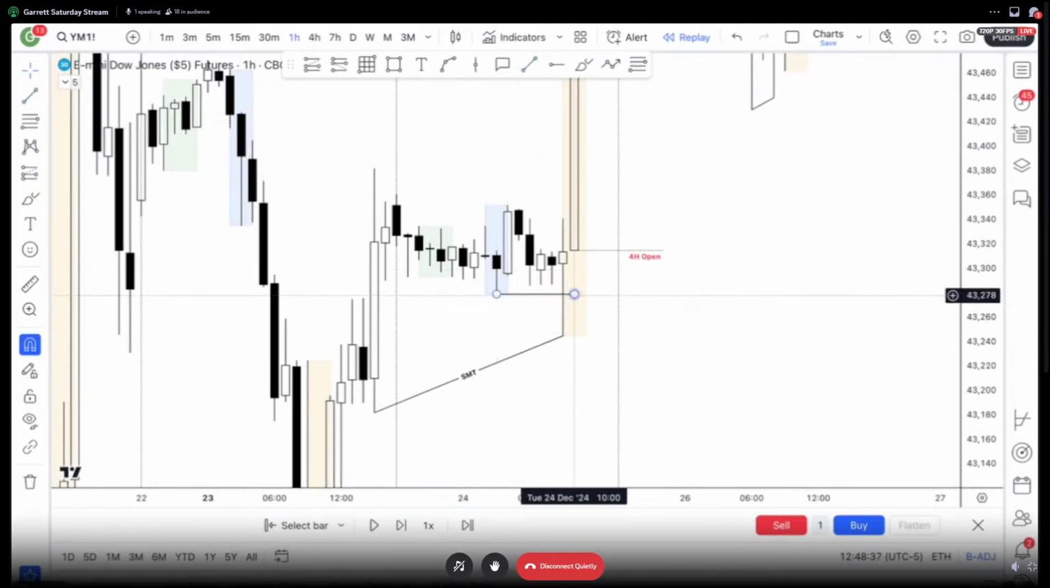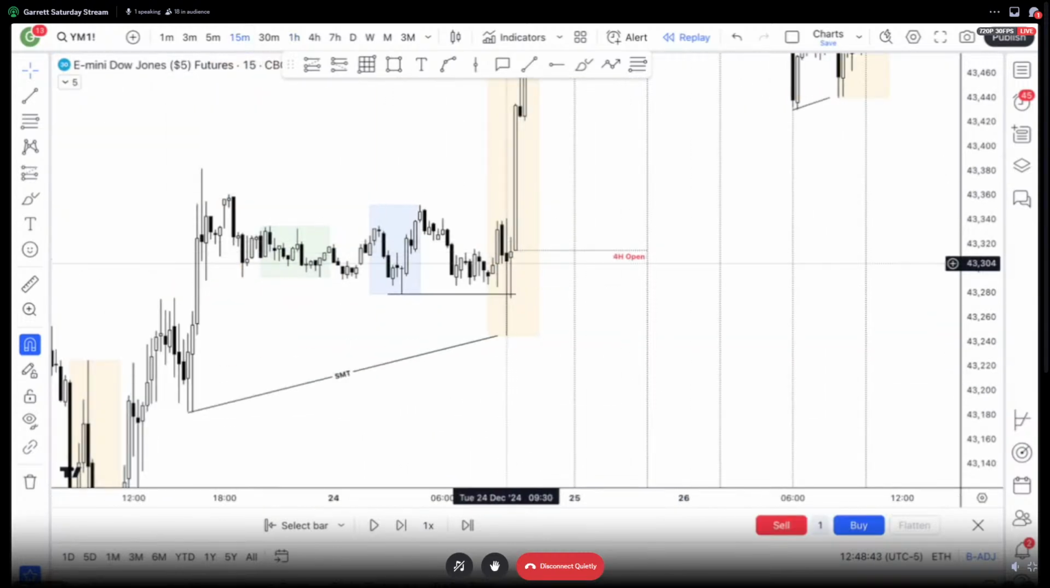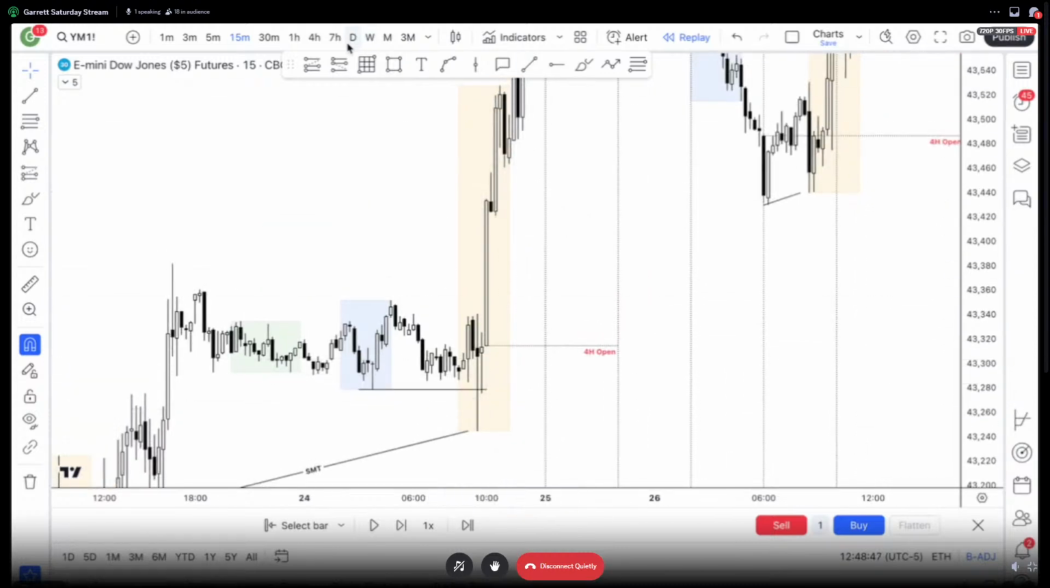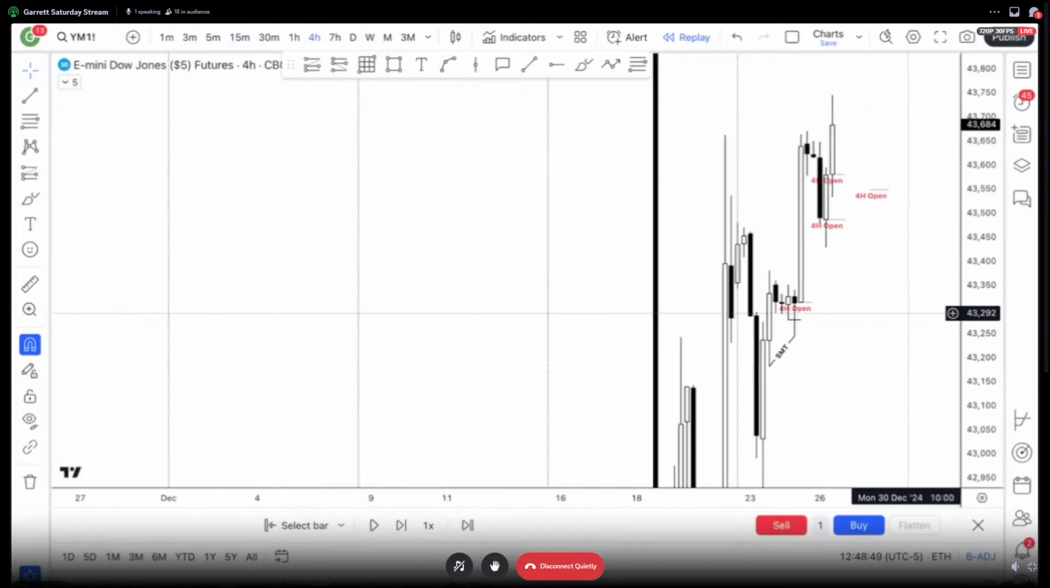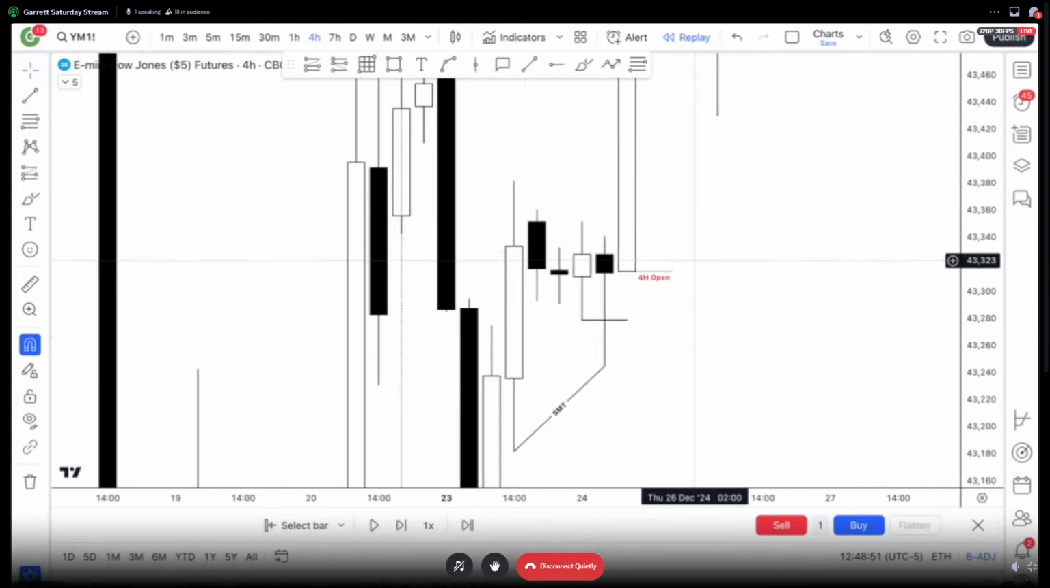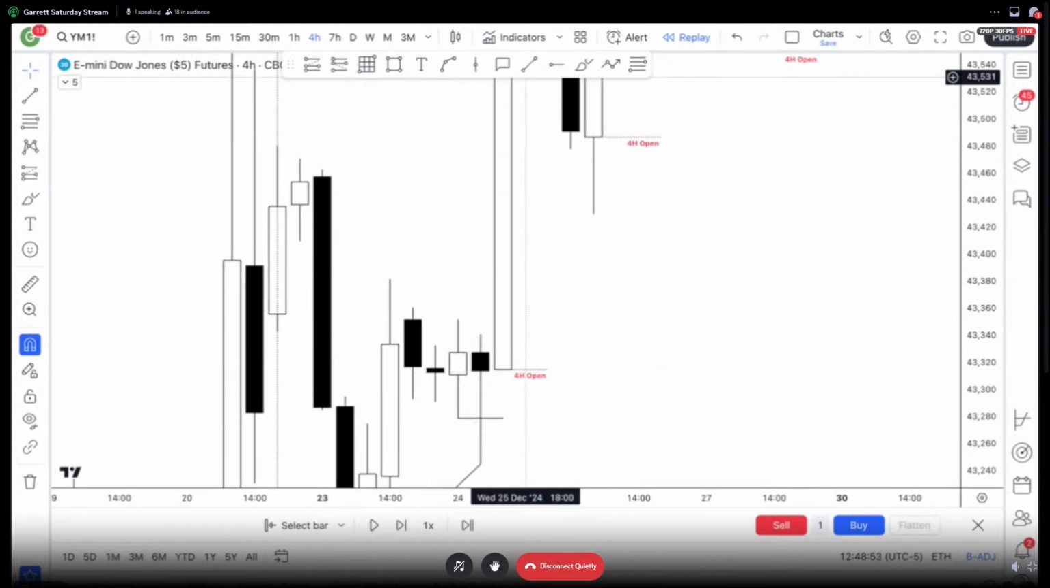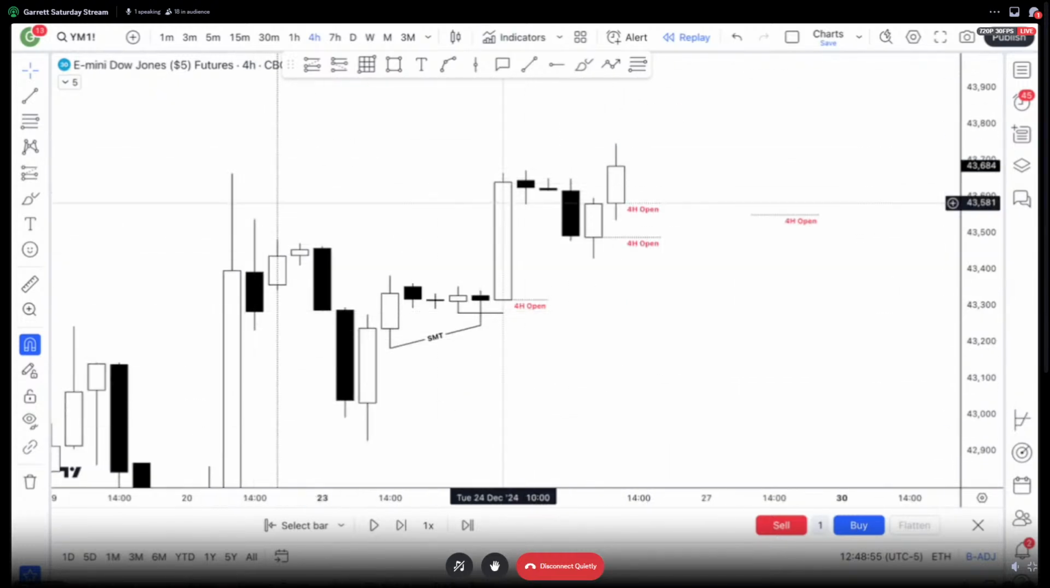So when we manipulate the other side of that range and then pair it with the SMT, I look at 9:30 here, pair that with the driver. So 9:30 manipulates, we expect 10 a.m. to distribute. So the 6 a.m. candle forms the low of the day. What I expect 10 a.m. to do is expand. You see how we're using the 4-hour chart here.